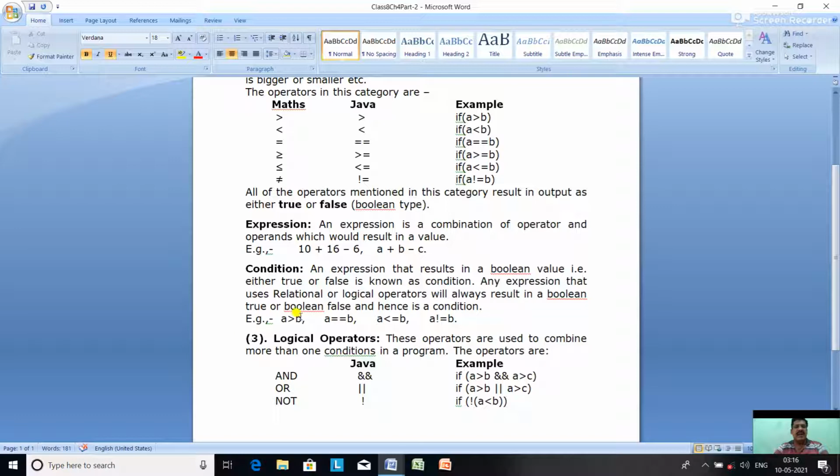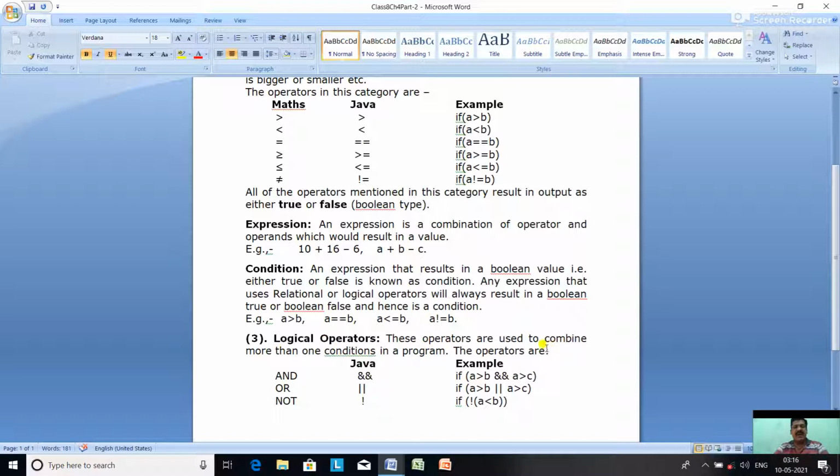Like if a greater than b: if a's value is greater than b, it will be true, otherwise false. A equal to b: if a's value is equal to b's value, then true, otherwise false. A less than or equal to b: if the value of a is either less than b or equal to b, then it will be true, otherwise false. A not equal to b: if the value of a is not equal to the value of b, then the output will be true, otherwise false. Then we discussed logical operators.